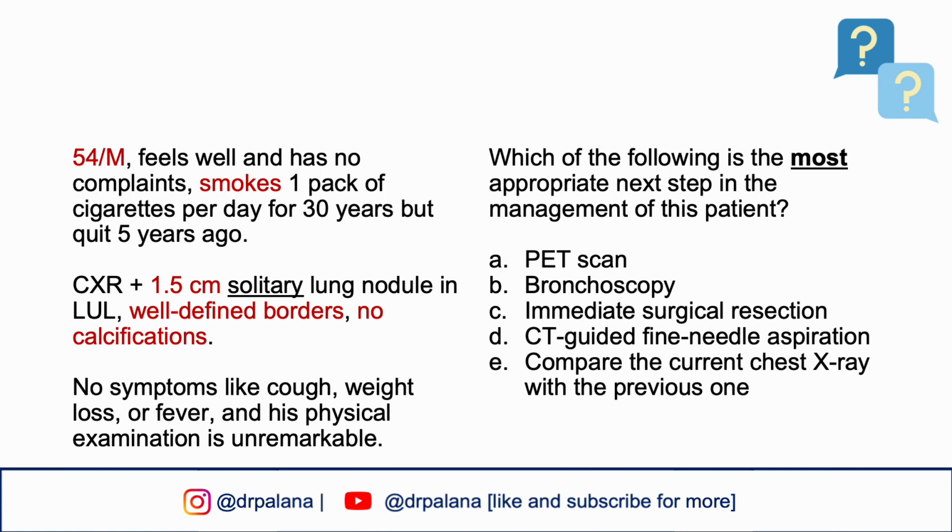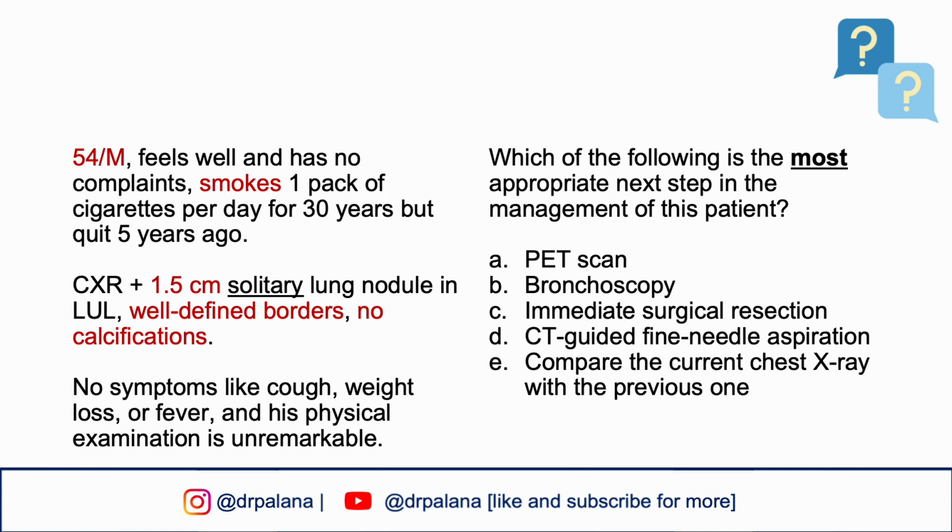Which of the following is the most appropriate next step in the management of this patient? PET scan, bronchoscopy, immediate surgical resection, CT-guided fine needle aspiration, or compare the current chest x-ray with the previous one? The answer is E, compare the current chest x-ray with the previous imaging. In the evaluation of a solitary pulmonary nodule, especially when it is small and has well-defined borders, the key initial step is often to compare the current imaging with any previous imaging if available.